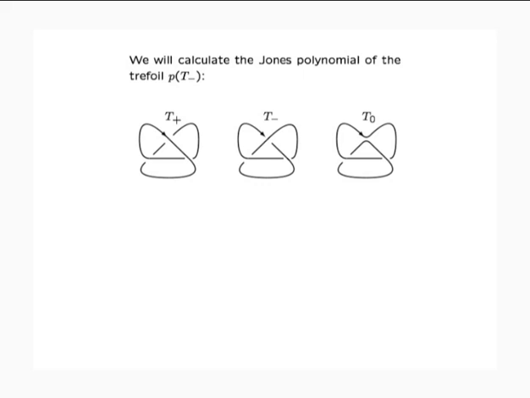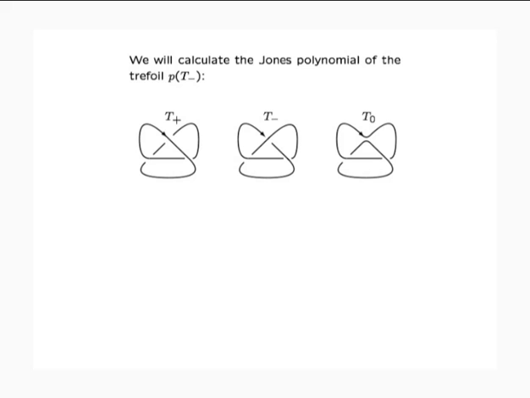So what I'm going to do is look at that crossing and change it to the positive crossing. You see that they're identical diagrams except that crossing got changed. Or I smooth it, I undo it, which gives me T0. Now those two are simpler than the middle one.